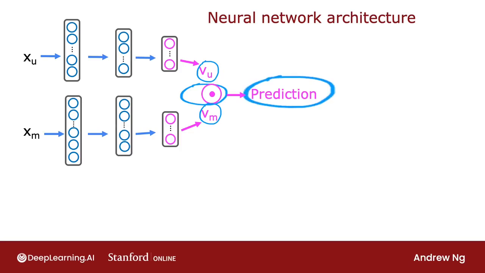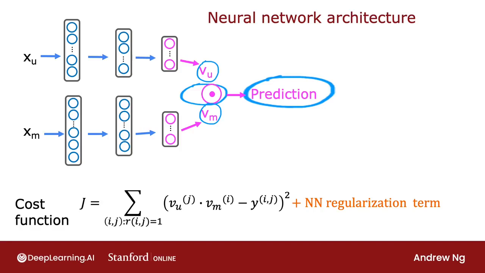Now, this model has a lot of parameters. Each of these layers of a neural network has a usual set of parameters of the neural network. So how do you train all the parameters of both the user network and the movie network? What we're going to do is construct a cost function, J, which is going to be very similar to the cost function that you saw in collaborative filtering, which is assuming that you do have some data of some users having rated some movies. We're going to sum over all pairs I and J where you have labels, where Iij equals 1, of the difference between the prediction, so that would be VUJ dot product with VMI minus Yij, squared.